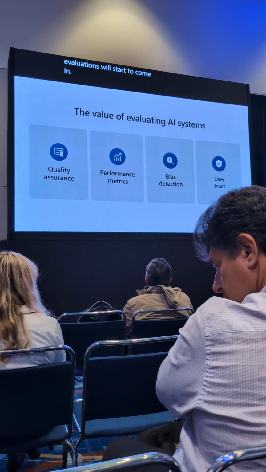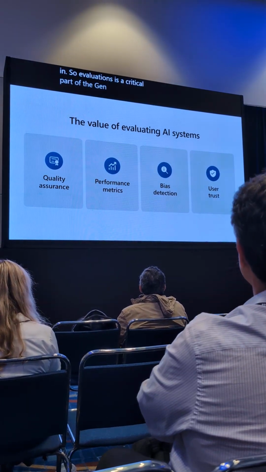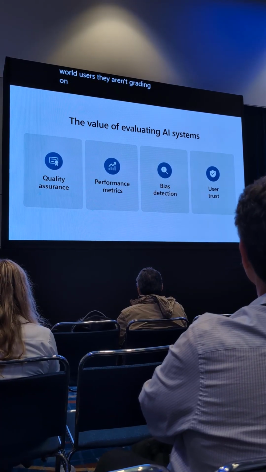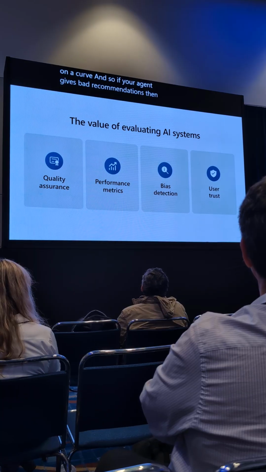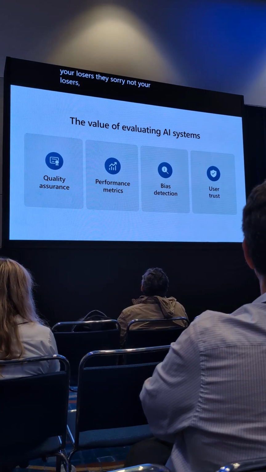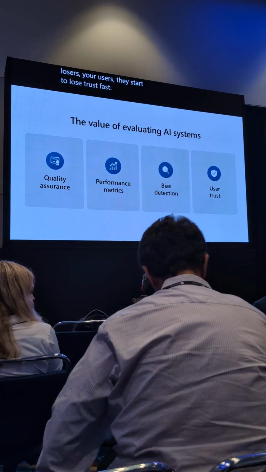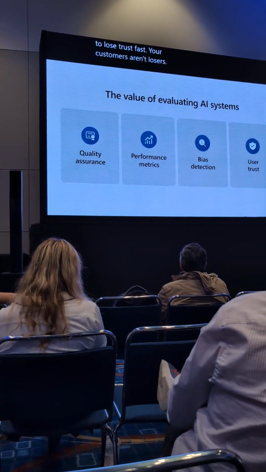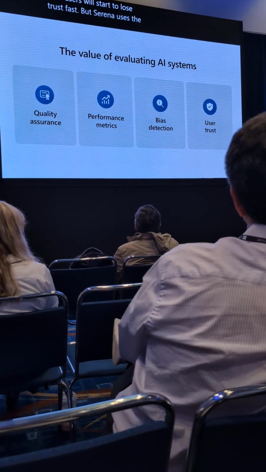So evaluations is a critical part of the Gen AI Ops process, and that's because in the real world, users aren't grading on a curve. And so if your agent gives bad recommendations, then your users start to lose trust fast. Your customers aren't losers. No, your users will start to lose trust fast. But Serena uses the AI toolkit to evaluate responses in two ways.